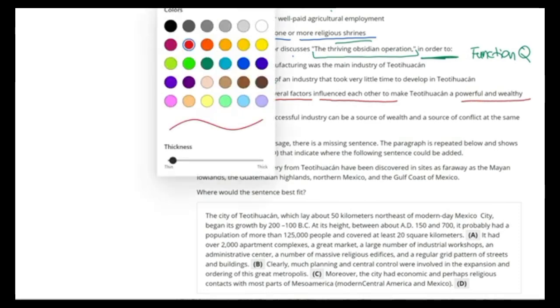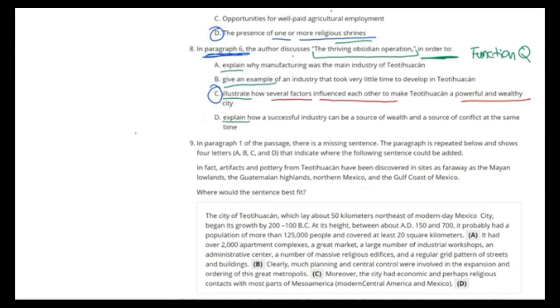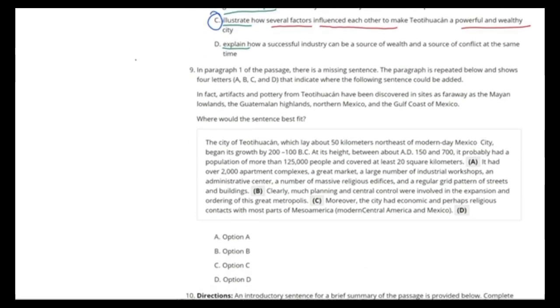Okay, let's go on with question number 9. Question number 9 says, in paragraph 1, so this is the paragraph we need to consider of the passage, there is a missing sentence. Okay, the paragraph is repeated below and shows 4 letters that indicate where the following sentence could be added. This is the paragraph, and there are 4 letters, A, B, C, D, and we need to figure out where we need to insert a sentence. And this is the sentence we need to insert.